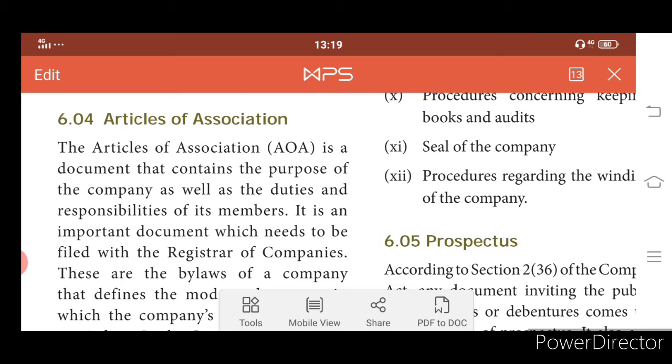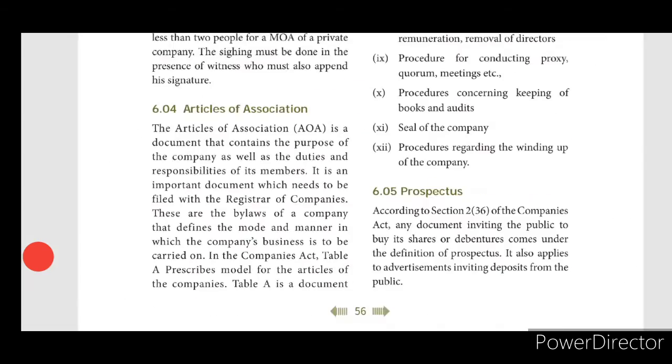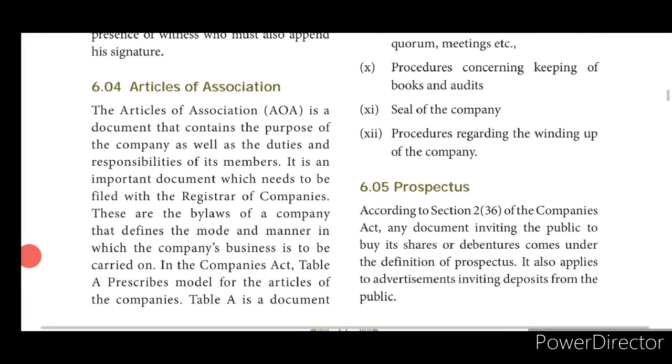Okay, the basic information of the company, the basic rules that they must follow, and how they are going to share the dividend, the percentage of dividend, and all that, everything will be mentioned only in your articles of association. So this will not be shown to outsiders. Okay, it will be only within the shareholders. See the next one. The articles of association is a document that contains the purpose of the company as well as the duties and responsibilities of its members.